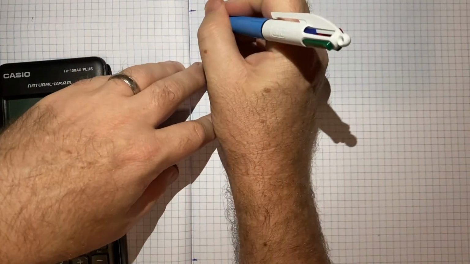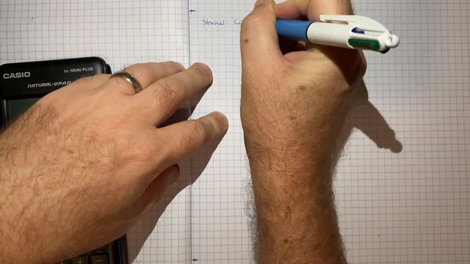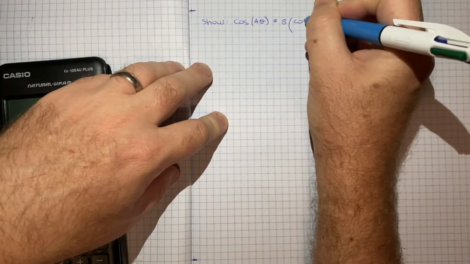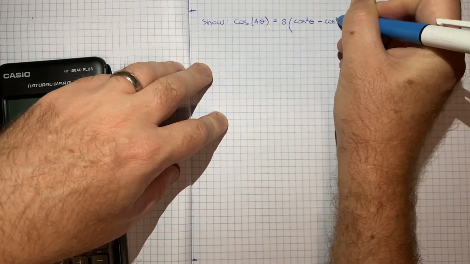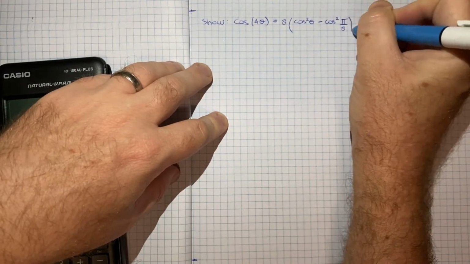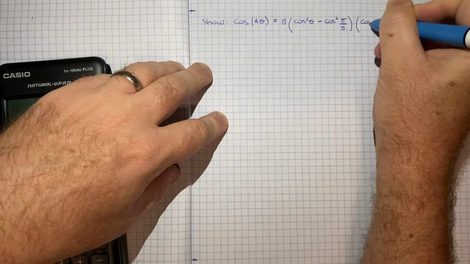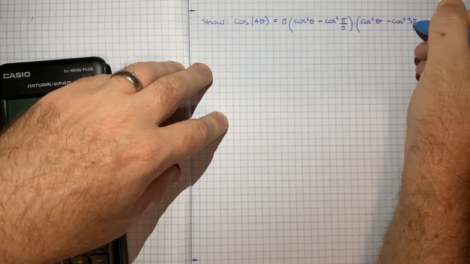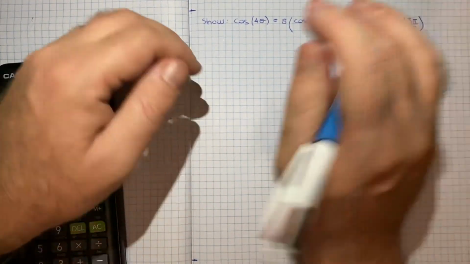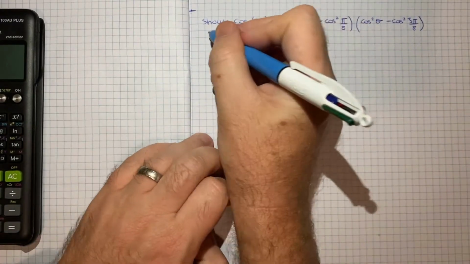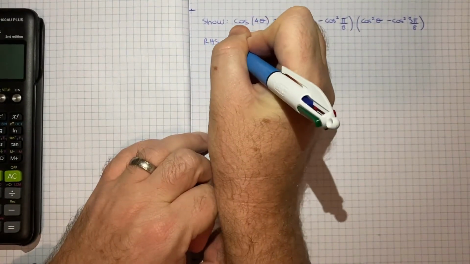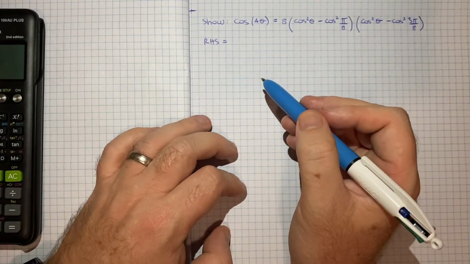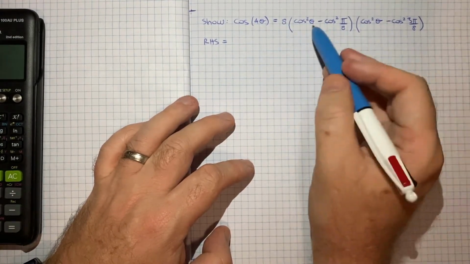So here for part 2, we're being asked to show that cos 4θ is equal to 8 times (cos²θ − cos²(π/8)) times (cos²θ − cos²(3π/8)). And the way I'm going to work through this is I'm going to take the right hand side and show that through expanding it and manipulating it, you get to your left hand side. So the first thing I think we can do is to expand these brackets.